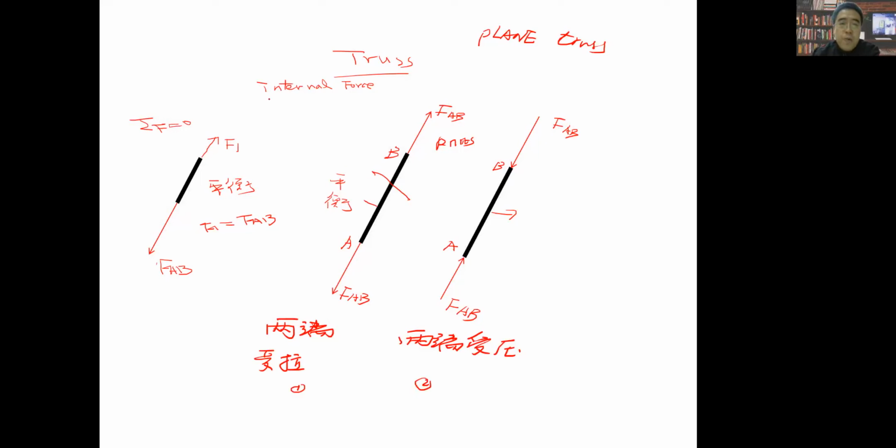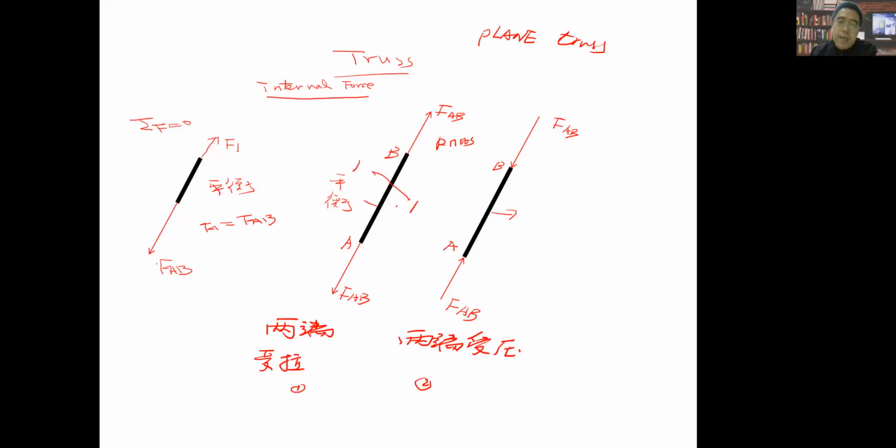Then we'll talk about what internal force is. Imagine we have a plane, which we denote with 1, 1. This plane can cut this bar AB into two parts, the top one and the bottom one, right?